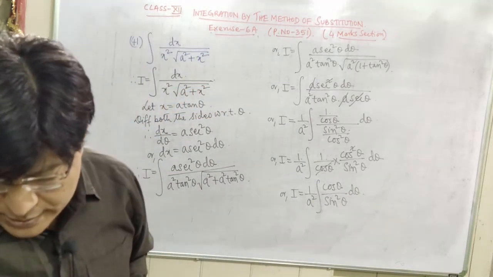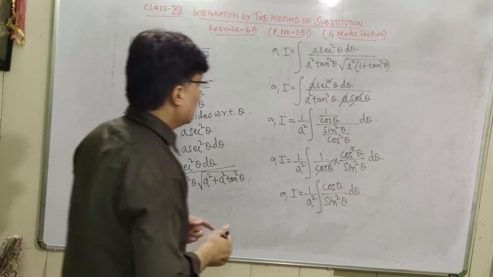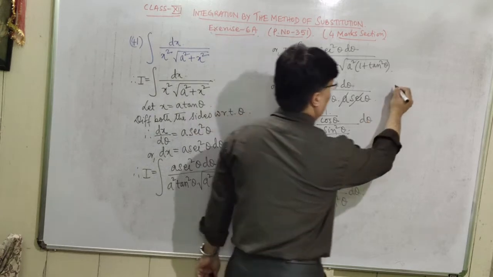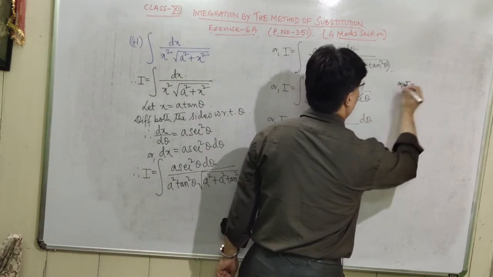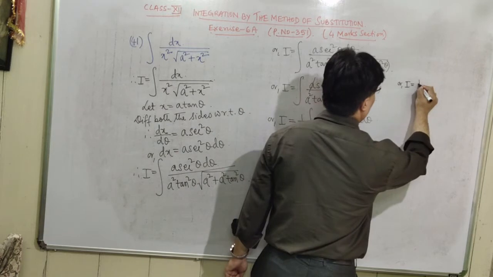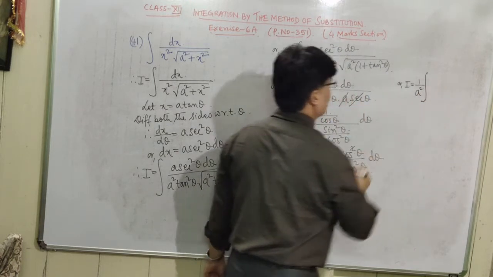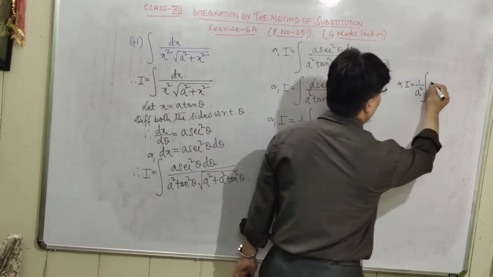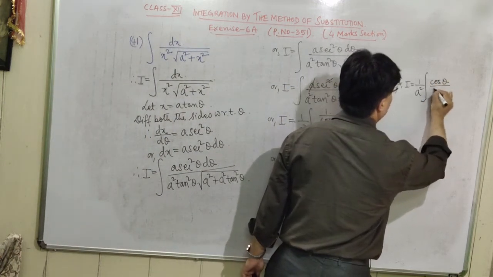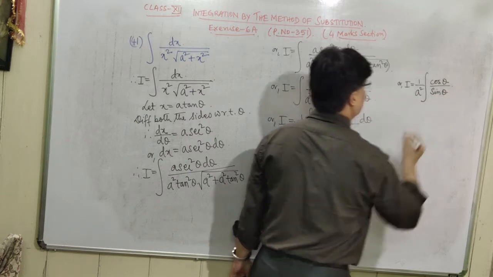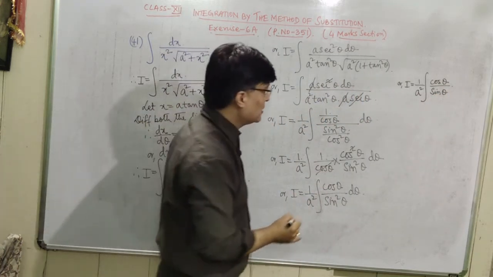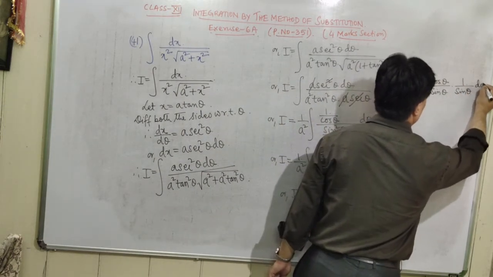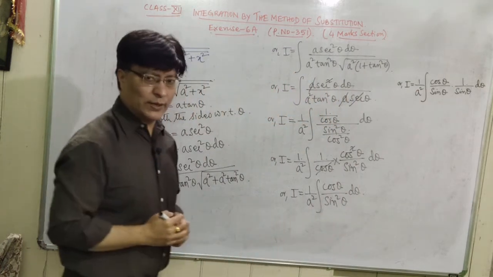So I think you have understood it. So now again you can simplify it further. Cos theta by sin square theta can be simplified. I is equal to 1 upon a square integration of, how will you write cos theta by sin square theta? It can be written as cos theta by sin theta into 1 by sin theta, isn't it? 1 by sin theta, then you can write here d theta. So I think you have understood it.